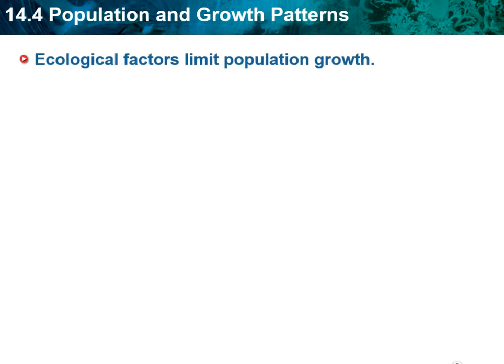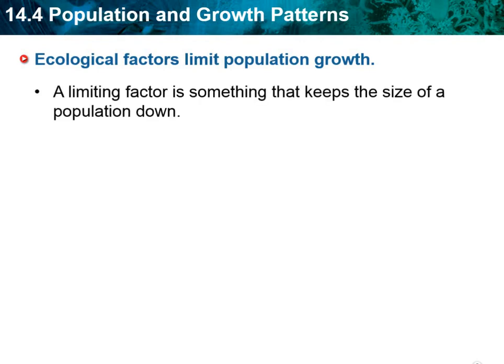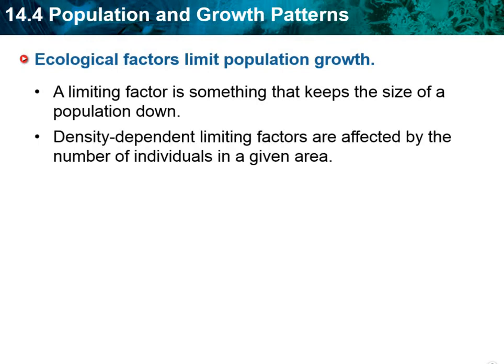So things that are going to be what is known as the carrying capacity, we refer to those things as limiting factors. So a limiting factor is something that keeps the size of a population down. And there's two main types of limiting factors. You can have density-dependent limiting factors and density-independent limiting factors. So density-dependent limiting factors are affected by the number of individuals in a given area. They're going to work best on large, dense populations. So that is what a density-dependent limiting factor is going to be working on.